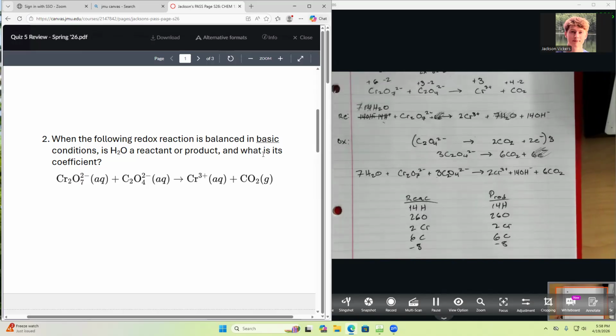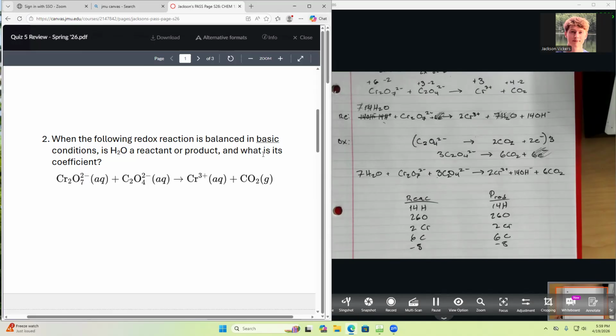The only difference, again, with these basic condition problems is that when we add the H plus, we then need to add the same number of OH minuses to that side and the other side. Because if we think about this thing taking place in a bucket of basic solution, we no longer have all those H pluses floating around freely. So the only reason we could do that on the other one is because there's so many H pluses sitting around, we can grab them to make this thing balanced.